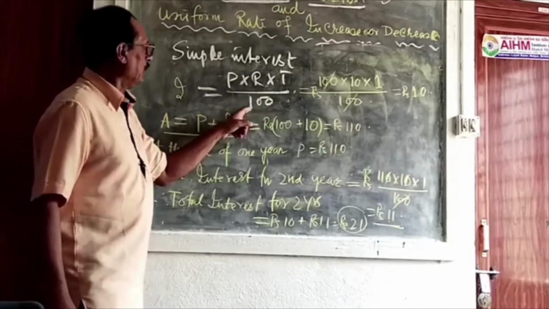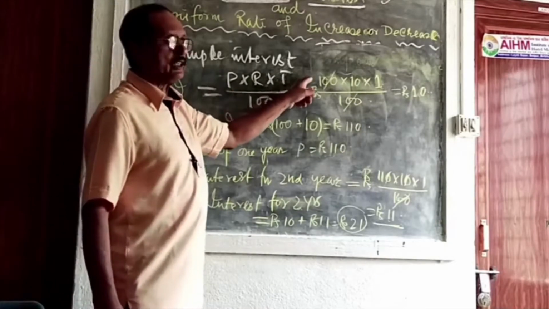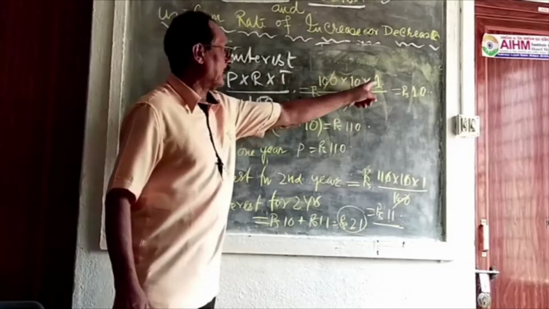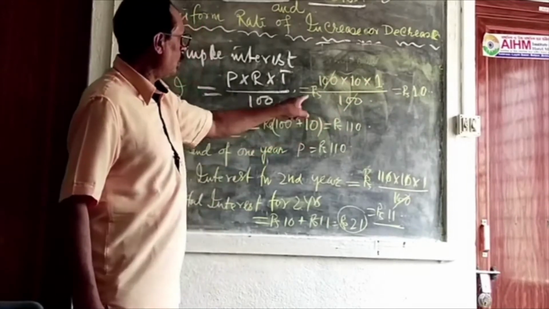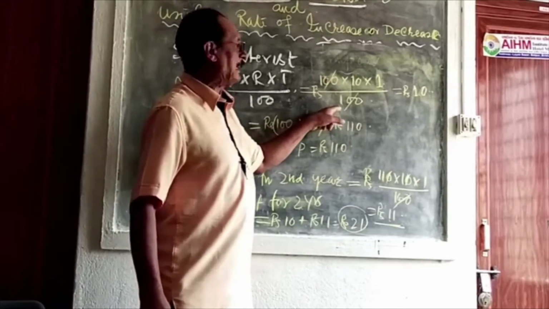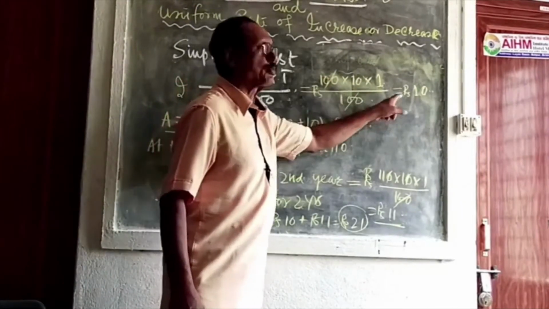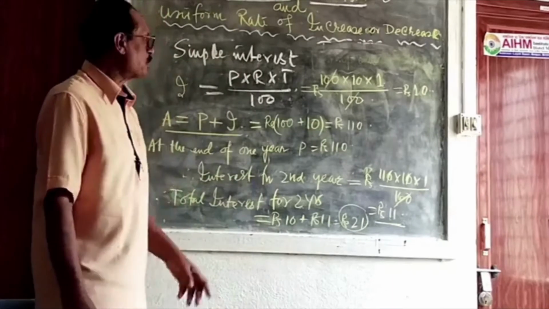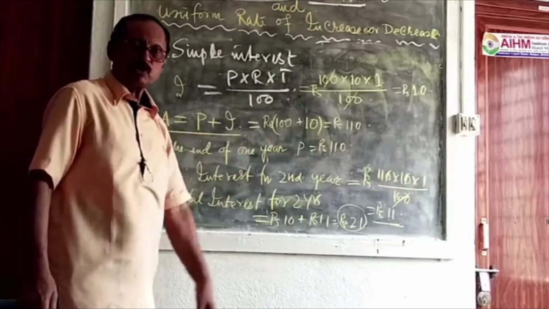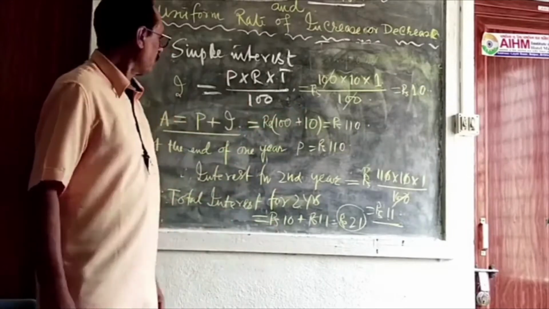So if the principal is rupees 100, rate of interest is 10% and time is 1 year, then the interest will be, as the 100 cancels, 10 into 1, which is rupees 10. So simple interest for 100 rupees for 1 year at the rate of 10% is rupees 10.